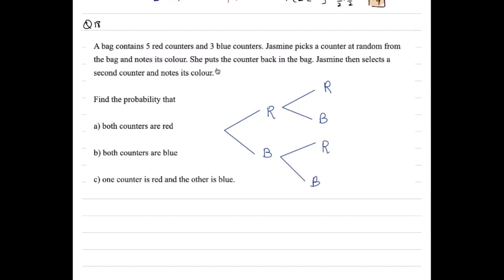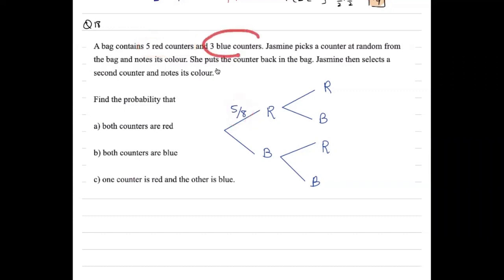You are going to write down the probabilities. What is the probability of getting a red counter in the first attempt? There were 5 red counters. So 5 upon 8. Does everyone agree that the probability is going to be 5 upon 8? Yes. So 5 out of 8, that's the probability of getting a red counter.